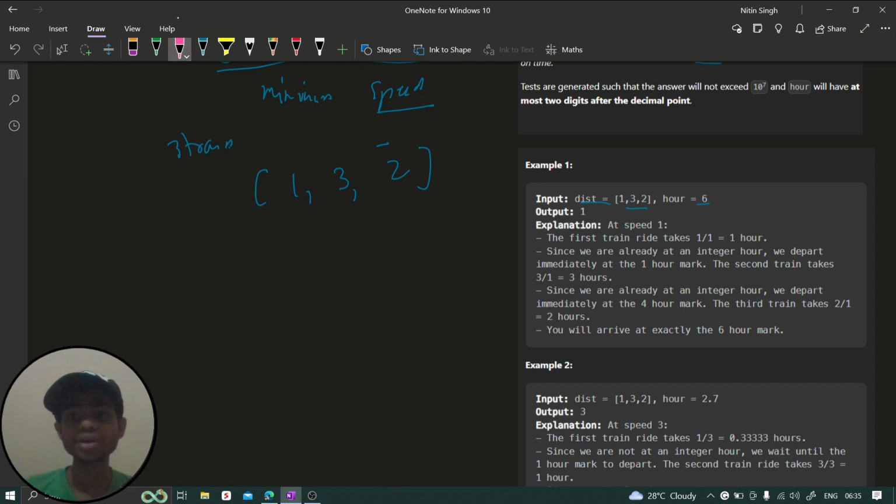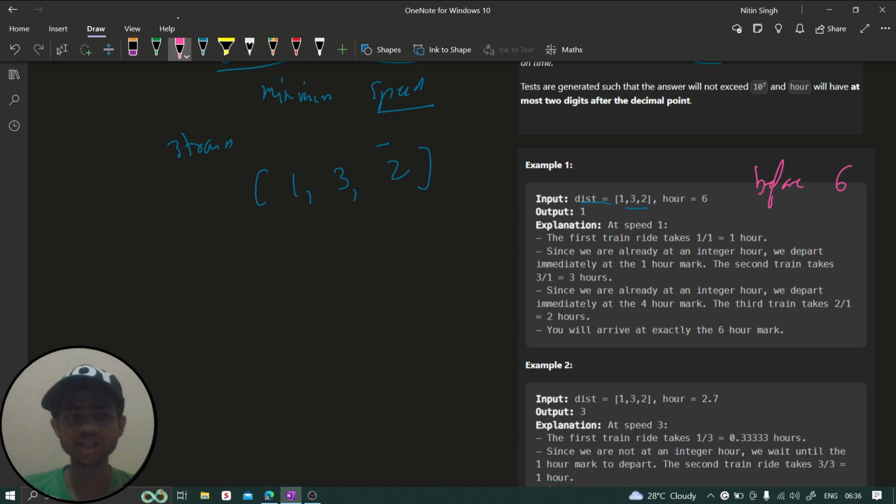Now guys, we have to reach the office at max 6 hours, right? So before 6, we have to reach our office before 6, right? So this train should not take more than 6 hours. So we have to find the speed. What speed should the train have, right? So we have to find the minimum speed, right? So let's see how we can do this.